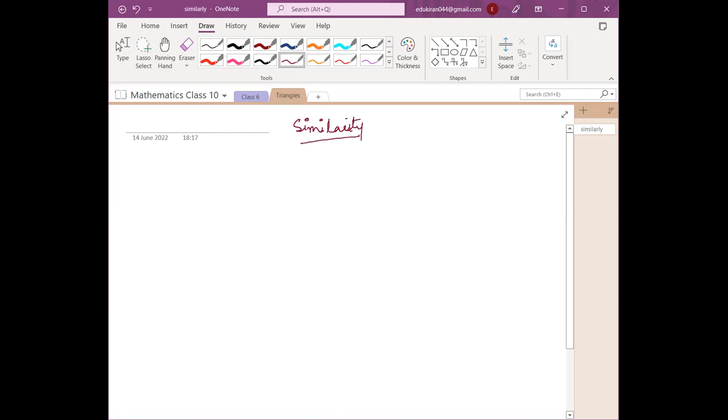Similarity means there have to be two criteria which need to be fulfilled. First of all, angles are equal. Clear? If we specifically talk about triangles, angles are equal in both the triangles. Obviously, there are two triangles which we are trying to make similar, and the sides are in proportion.